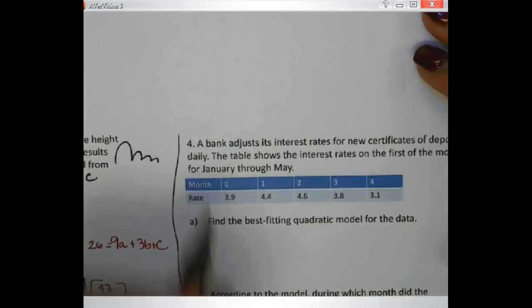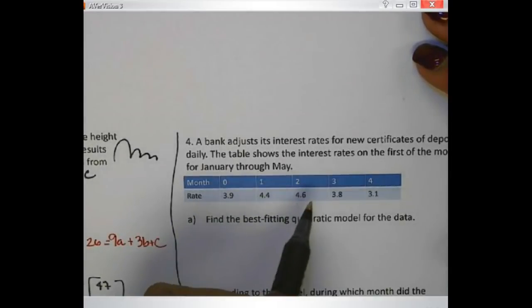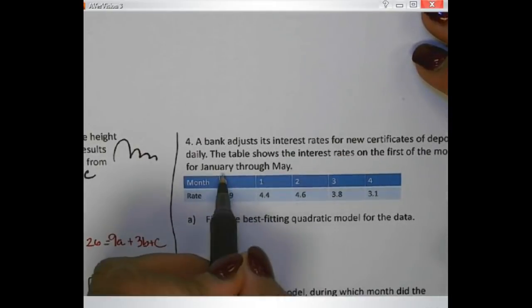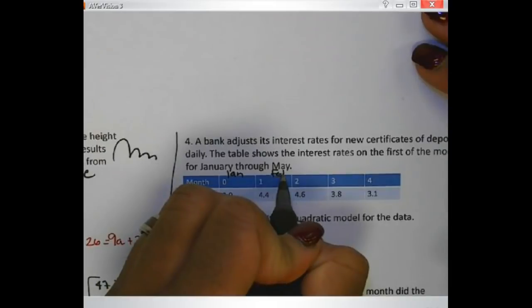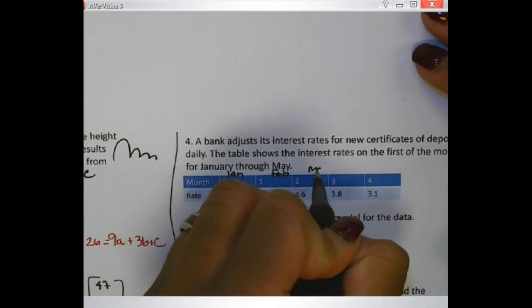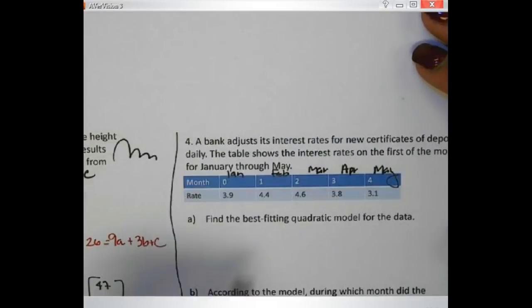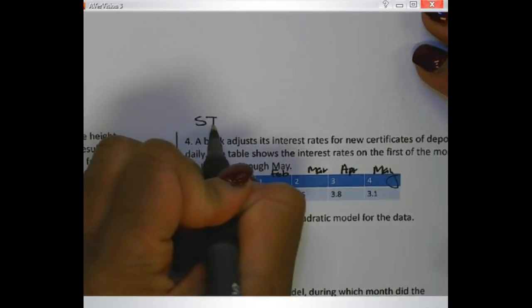So let's remind you all, so here's the information. A bank adjusts interest for new certificates of deposits daily for January through May. So this is January, February, March, April, and May. I'm labeling it because usually in our real life, January equals 1. Not on here, and I don't want that to mess me up later on in the problem. So the first thing I need to do is to get this information into my calculator.